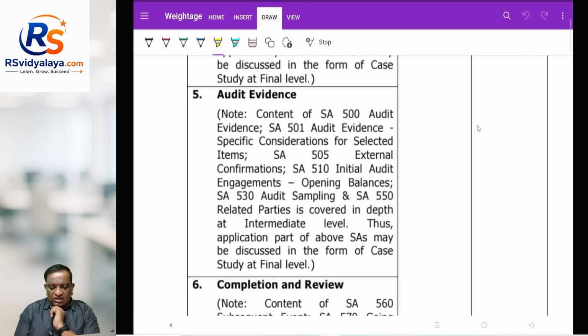Now, these standards, it is clearly said that they are covered in depth at intermediate level. So what is being tested here is the application part of the essays. There are case studies here, and he is not going to take you through them again. But as a student, how many of you really remember what you have studied at inter level? It's quite not possible. You may not be able to remember all.